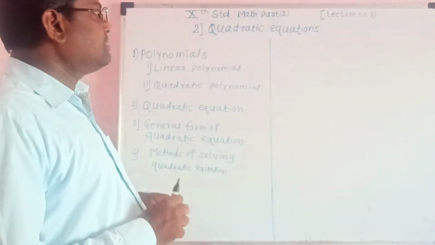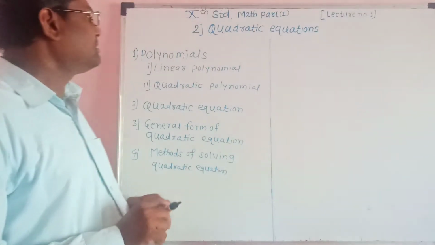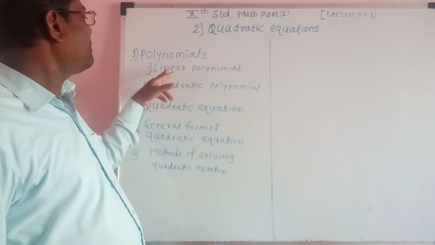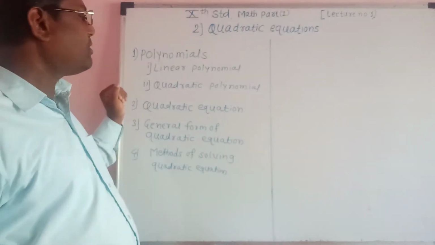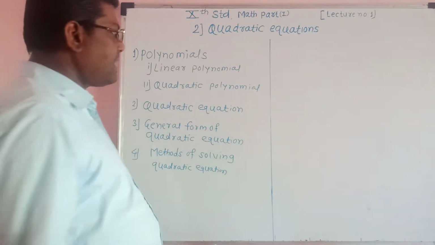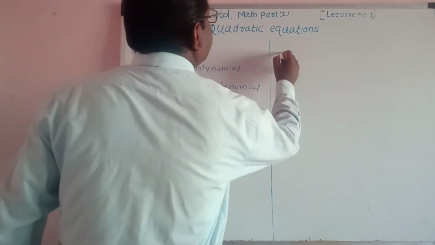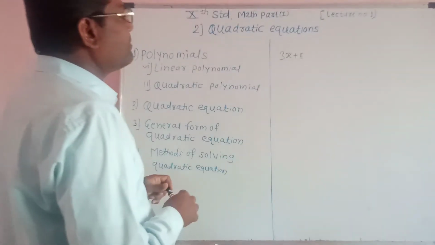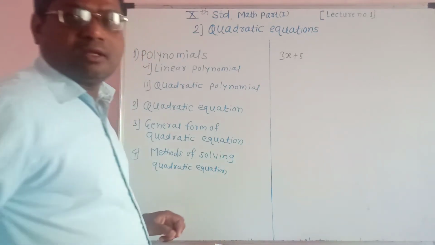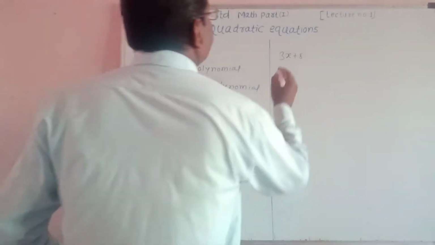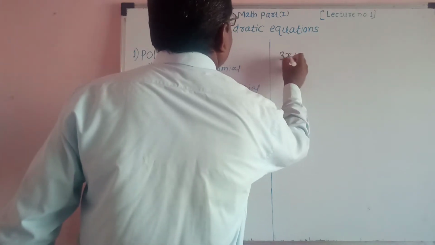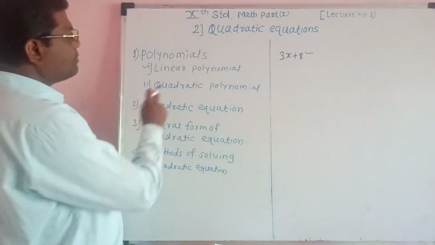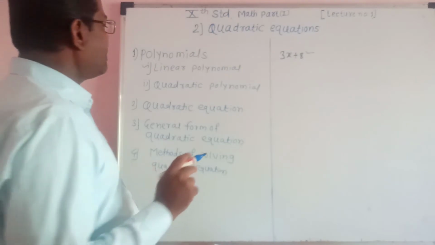Students, you have studied in Maths Part 1 in 9th standard, lesson number 3, polynomials. There are two types of polynomials, linear polynomial and quadratic polynomial. A polynomial having degree 1 is called a linear polynomial. This is a linear polynomial because here is a variable x and the degree of this variable is 1. We have also studied quadratic polynomials.